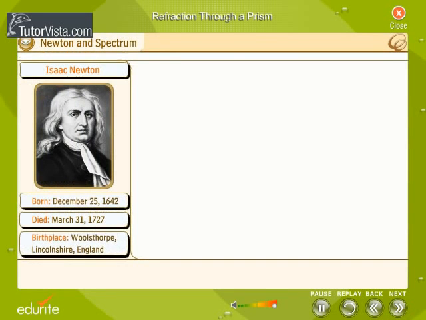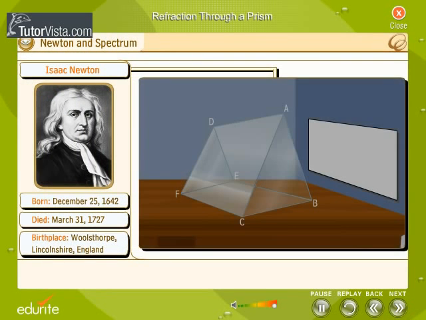It was Sir Isaac Newton who first observed that when a beam of white light or sunlight is refracted by a glass prism, it splits into 7 different colors. This shows that white light is composed of 7 different colors, namely red, orange, yellow, green, blue, indigo, and violet.